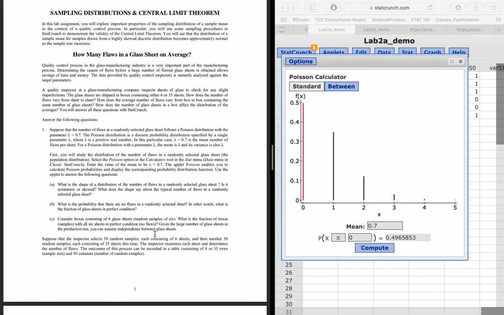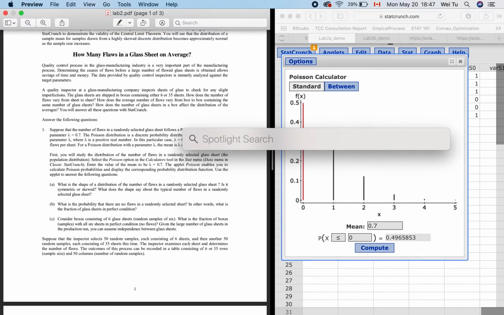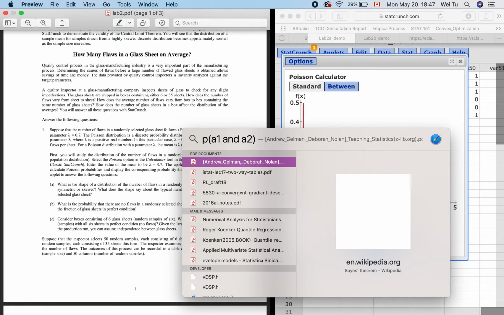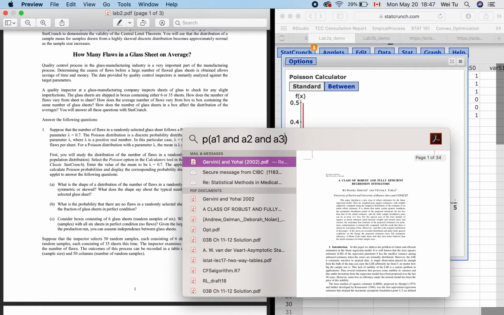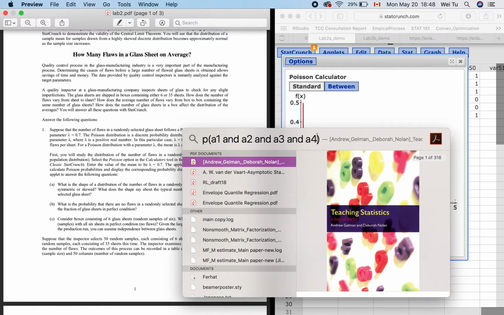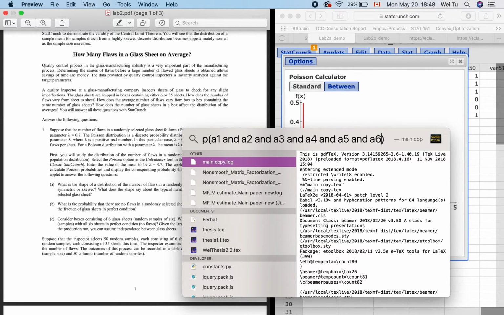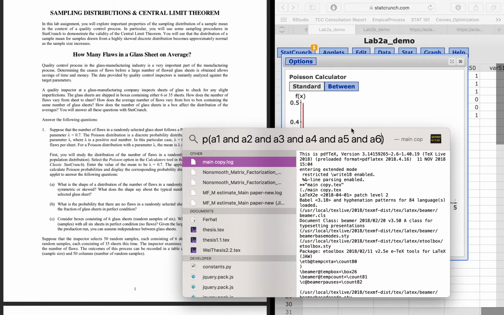So this is a really good practice for the independence rules, and also how to calculate the probability. In this case, if I'm using A1 to represent no flaw for the first sheet, then we are looking for the probability of A1 and A2, so the second is no flaw, and A3 and A4 and A5 and A6. Something like this. It's a good practice. I'll leave this for you. Okay.